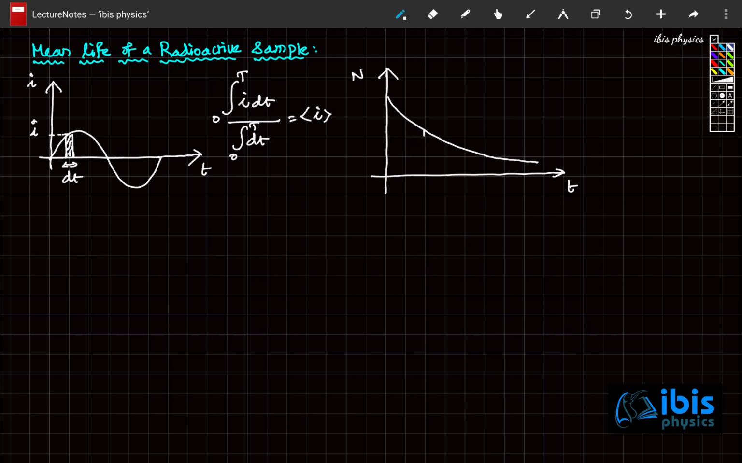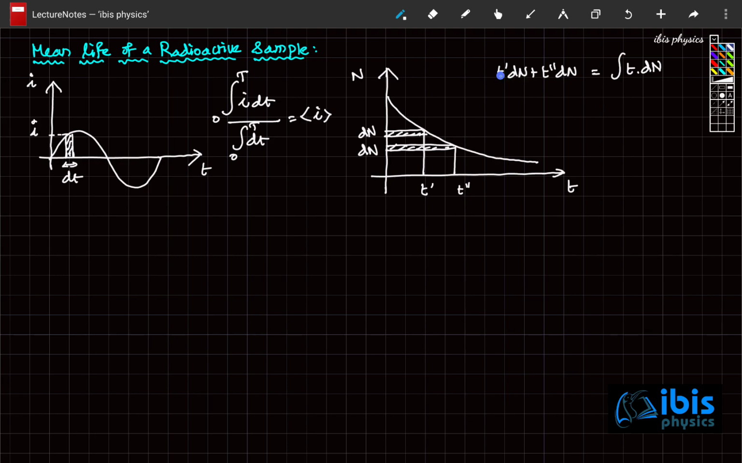Let's assume that at time t dash, some small number of atoms are decaying. Let that be dn. So these dn atoms have a lifetime of t dash. Suppose after t double dash, another small number of atoms are decaying. So these dn atoms have a lifetime of t double dash. So you are supposed to add t dash into dn plus t double dash into dn. When you add all of this, it will be the integral of t dn.